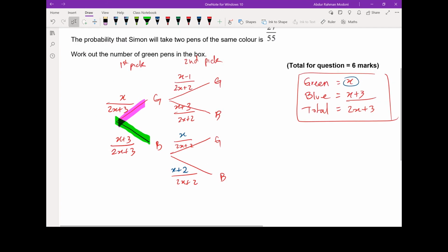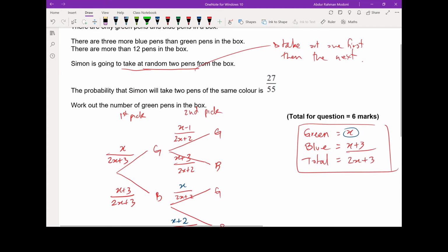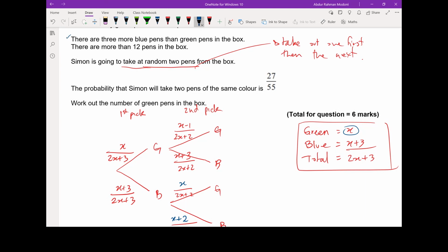We can look at all the different options, and we can then approach the question and answer what it's asking. So we've done this line here. Now this line here, there are more than 12 pens in the box. That's really important to understand. This means that the total must be more than 12. So I'll just make a note here: total must be more than 12. I haven't used that information yet. I'm probably going to have to use it somewhere later down the line.